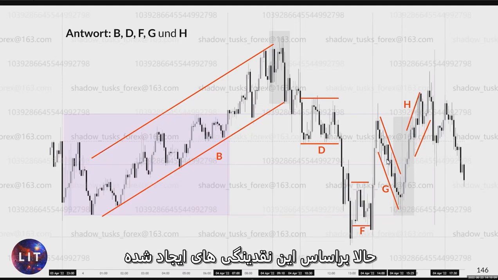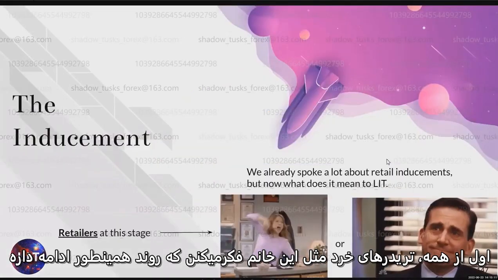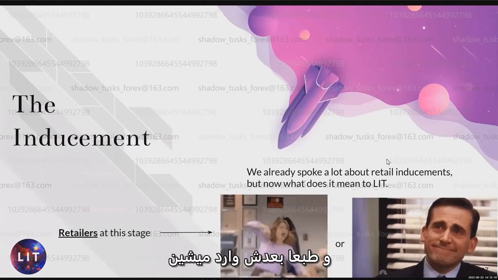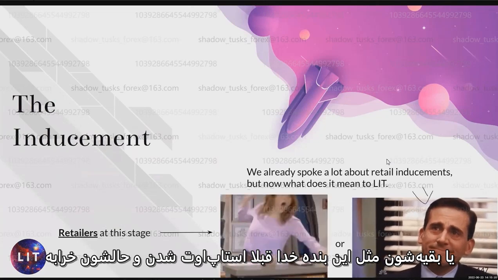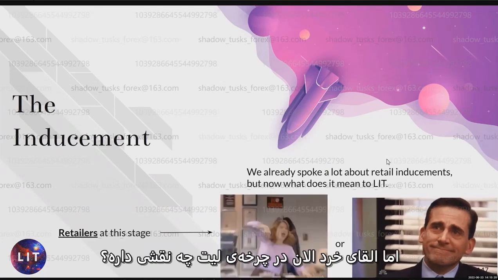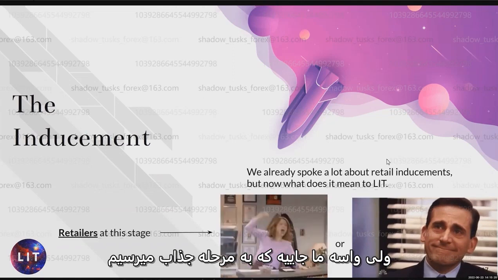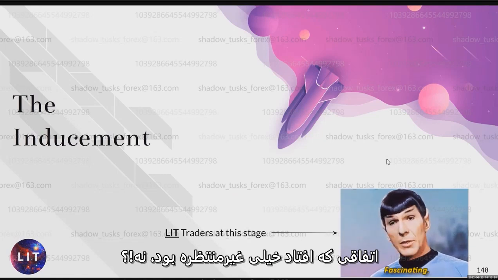Based on the build-ups, you guessed it, what's now the stage where retailers, first of all, they're raging or be like, oh yeah, it's going. And obviously they jump on, or the other ones being already stopped out like this guy in here and be like, oh no, right? Of course, we already spoke about retail inducements, but now what does it mean to LIT? We of course covered it earlier, but of course for us, that's where we get into the stage of, oh, fascinating, very unexpected what happened there, right?